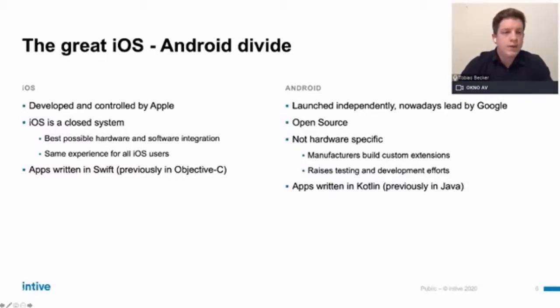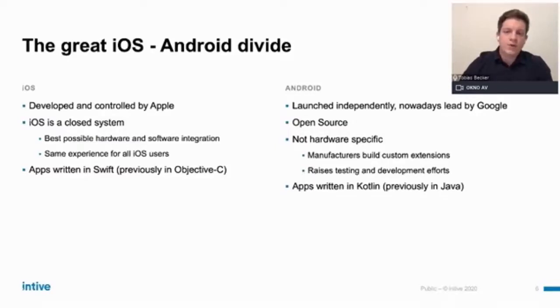iOS is built and controlled by Apple, and it is a closed system, in contrast to Android. And why is Apple doing that? Apple is building a closed system so they can provide users with the best possible hardware and software integration, and they can achieve a really important thing, which is having the same experience for all iOS users across devices and across operating system versions. Everybody has roughly the same experience, of course changing a little from version to version. If we look at Android, however, this is almost completely different.